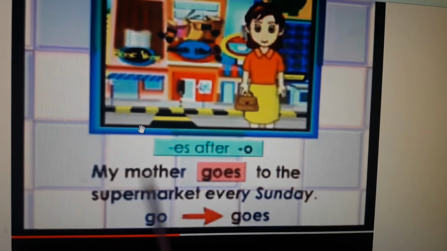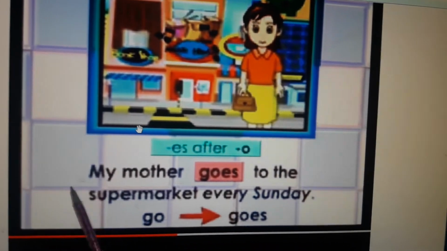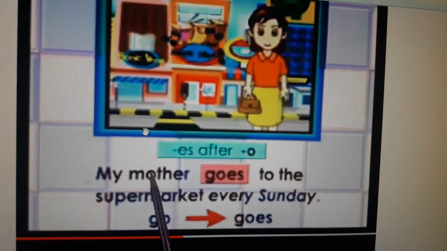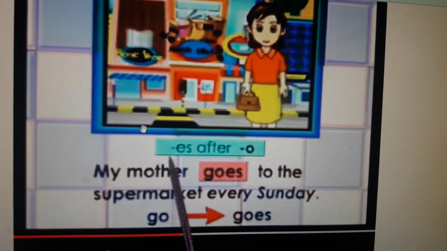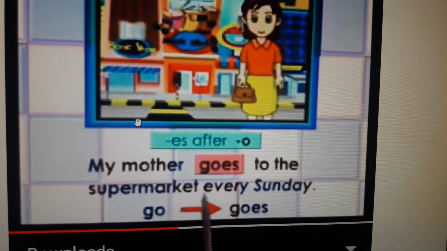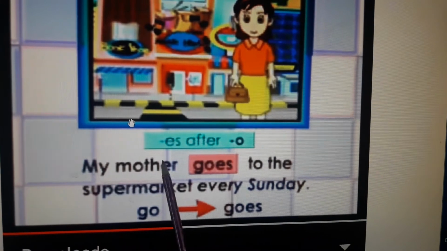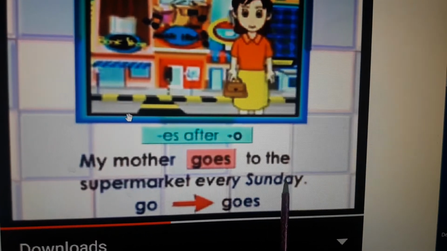So what is this? My mother. Because mother is female, so for female we use she. Mother is she. So with she, we add s or es with the verb go. It becomes goes. My mother means she goes to the supermarket every Sunday.